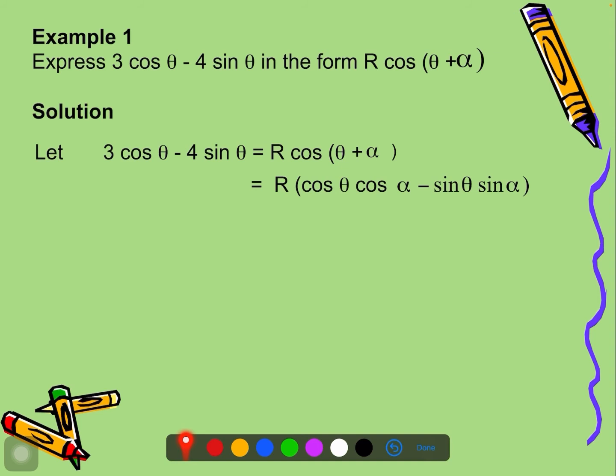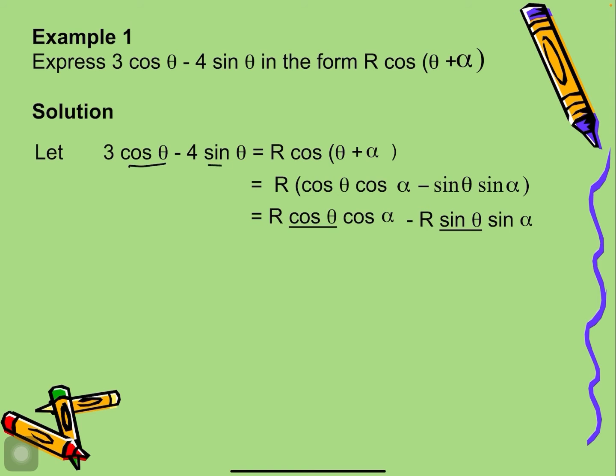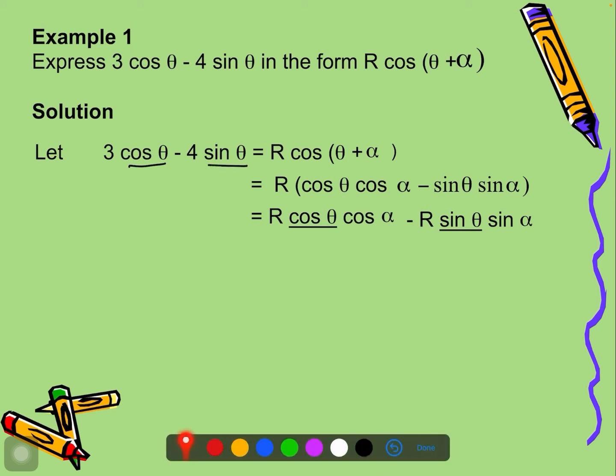Okay, so we will have cos theta cos alpha minus sin theta sin alpha. Then we want to split this r, so we have r cos theta cos alpha and then minus r sin theta sin alpha. The next part is to compare both sides.